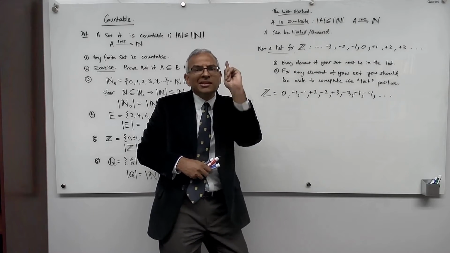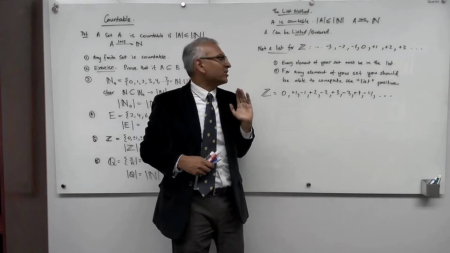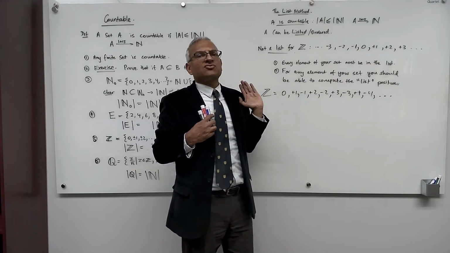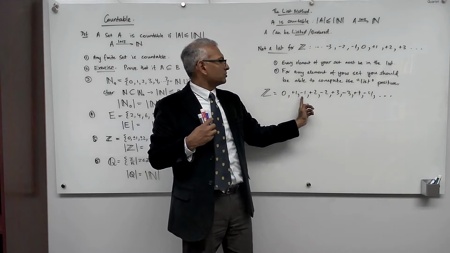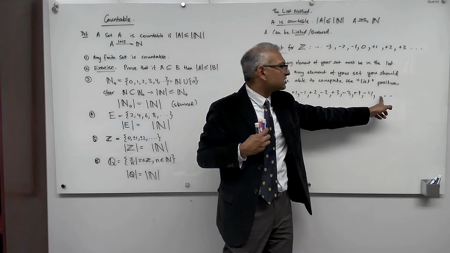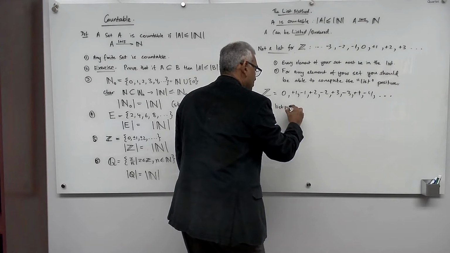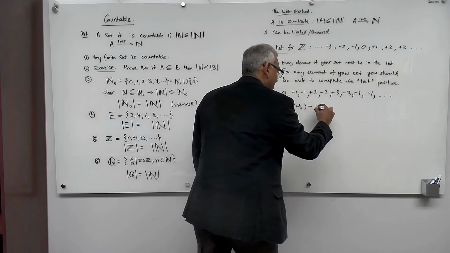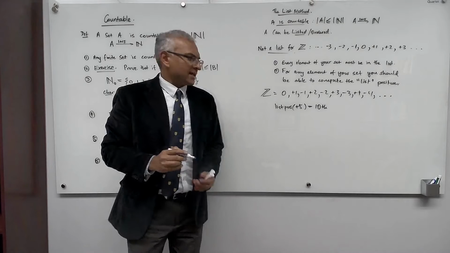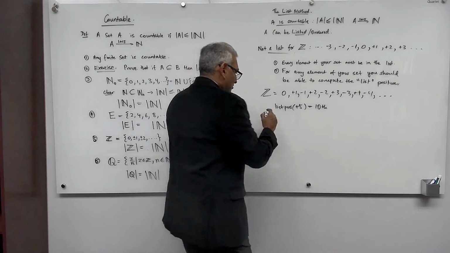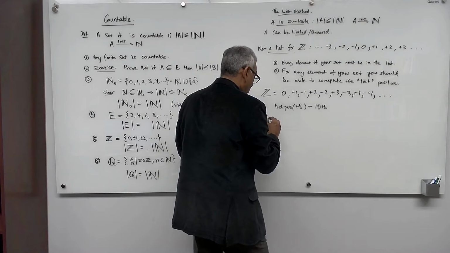Can we compute the list position of any number? For example, what is the list position of +5? We can compute it: 1, 2, 3, 4, 5, 6, 7, 8, 9, the next is +5, 10. So the list position of +5 is 10th.